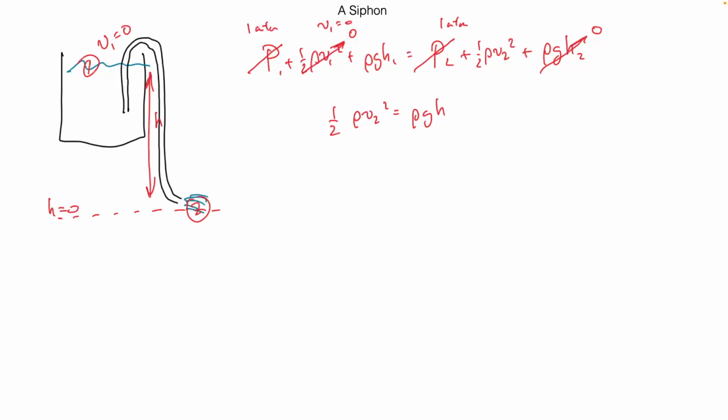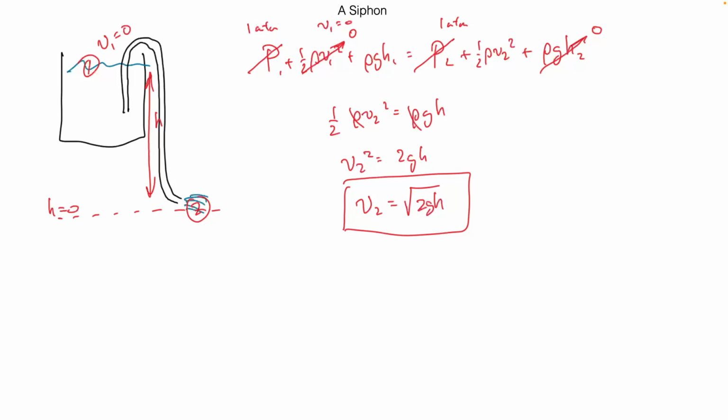Okay. What cancels? The density. So it doesn't matter if it's water or honey, as long as it's laminar flow and it has 0 viscosity. So again, not honey. We're in good shape. Okay. So let's see. I multiply a 2 over, and then I take a square root. And what do we get?